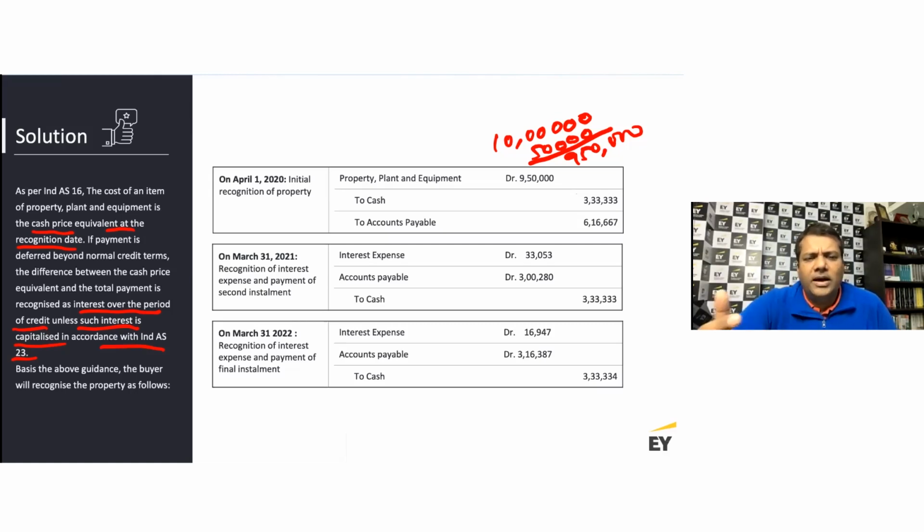If I were to purchase it on normal credit terms, how much was I supposed to pay? That is equal to 9,50,000, because 10 lakh with 5% discount is 9,50,000. That's what I need to pay, and that's what I've capitalized. Then that interest is what I recorded based on the effective interest rate method, and we also had the information on the effective rate of interest as part of the question.